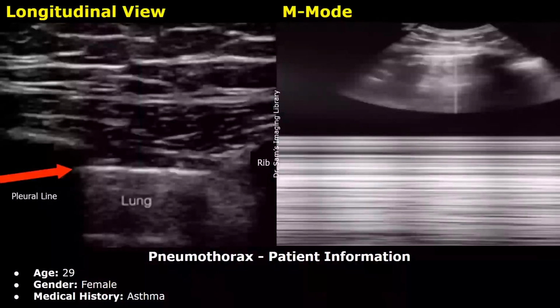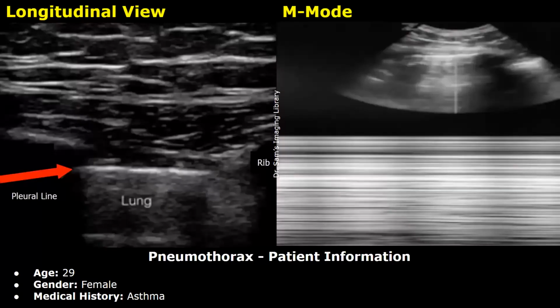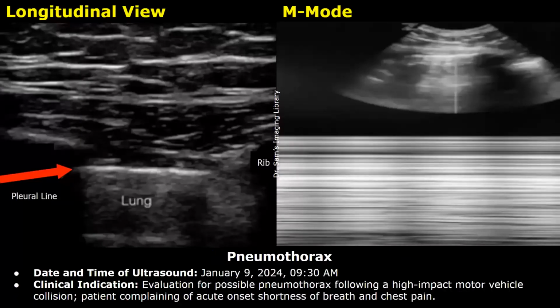Now we have a report for extended fast exam in which the lungs are also scanned. Here is a case of pneumothorax. Patient information: age 29, female, medical history of asthma. Date and time are 9th January 2024, 9:30 a.m. Clinical indication: evaluation for possible pneumothorax following a high-impact motor vehicle collision. Patient complaining of acute onset shortness of breath and chest pain.